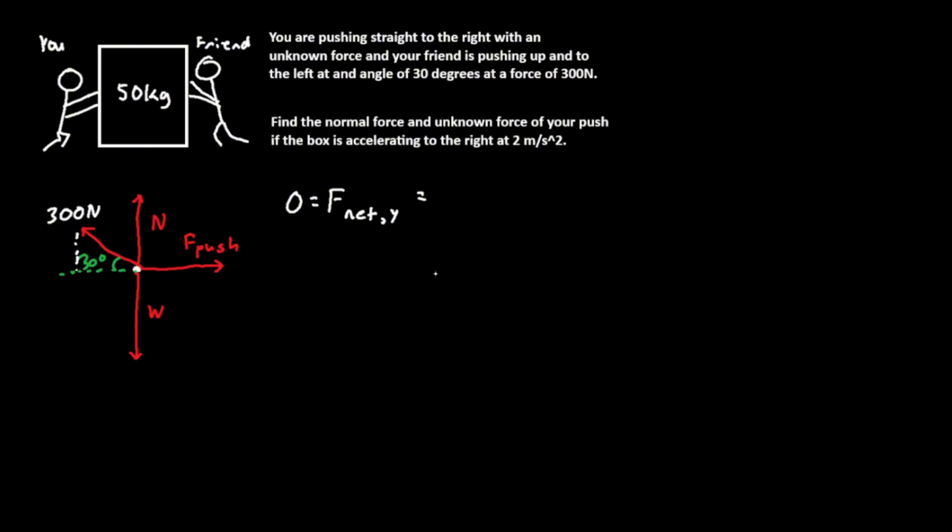If you multiply weight equals mass times gravity, if you multiply the mass of the box times gravity, you get 50 times 9.8. So 9.8 is gravity. And then you get a force of 490 newtons.